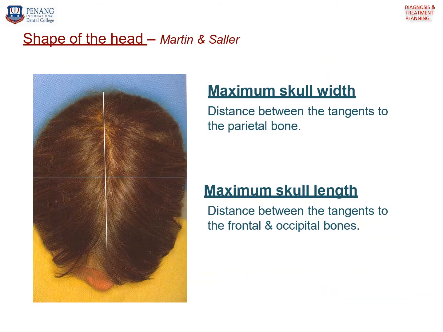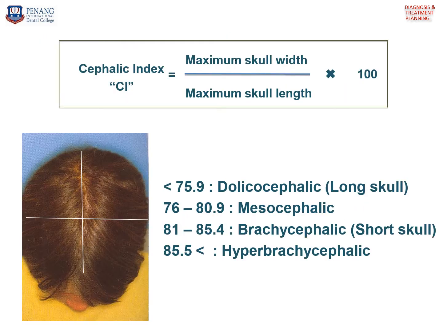Now, how to measure the shape of the head? Martin and Zeller gave some measurements and a technique for this. Maximum skull width is the distance between the tangents of your parietal bones. Skull length is the distance between the tangents to the frontal and the occipital bone. The equation goes: cephalic index is equal to maximum skull width divided by maximum skull length into 100.